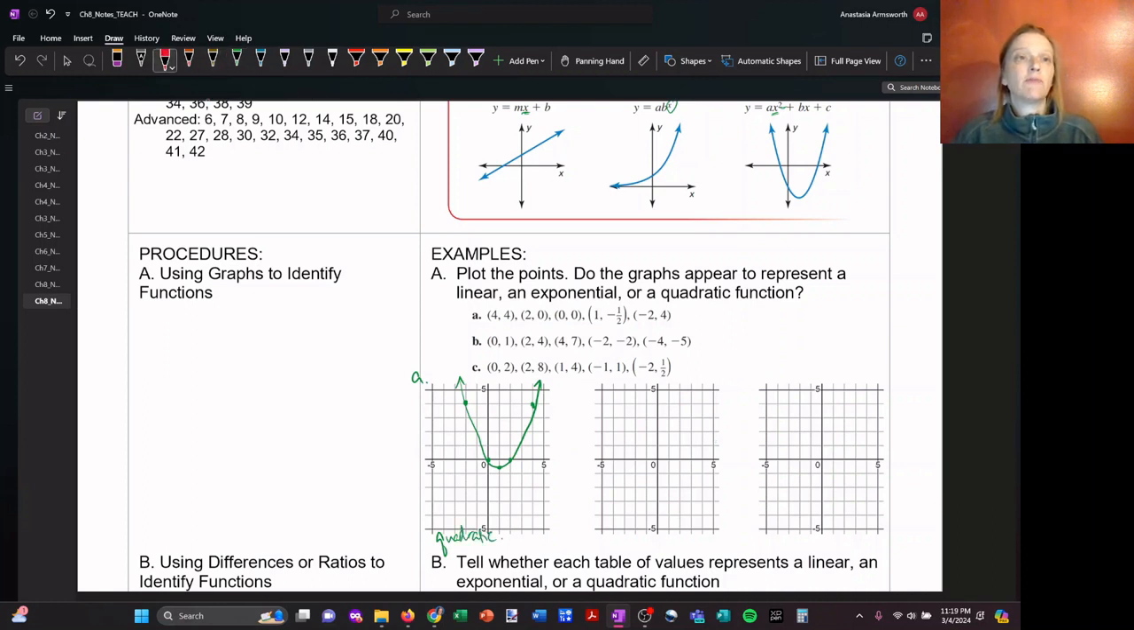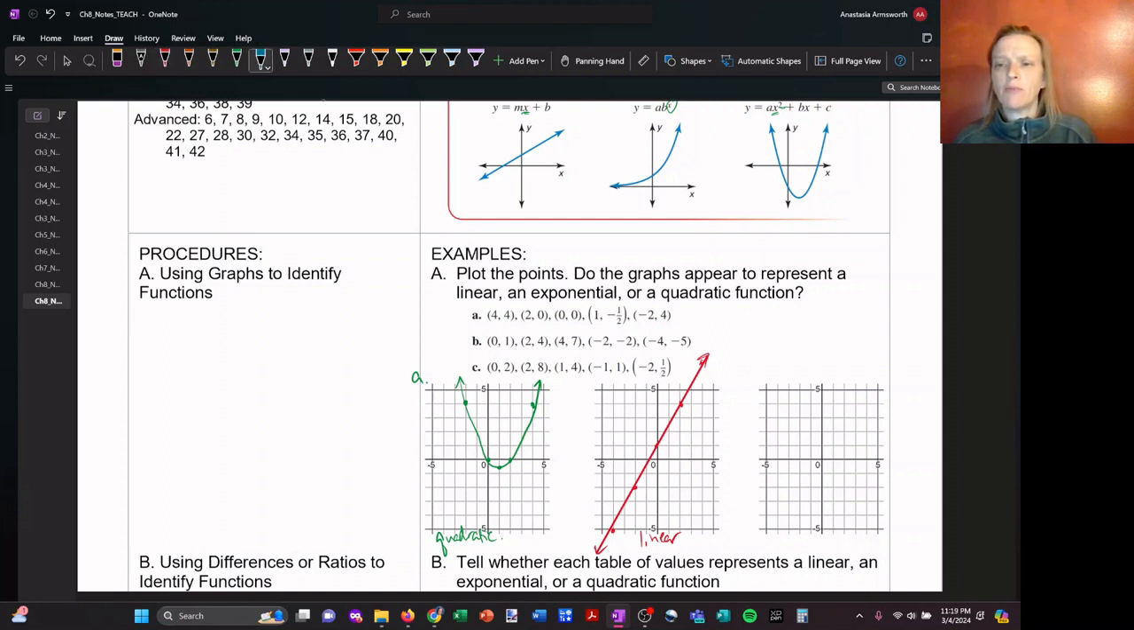The next set of points given, I have points at (0, 1), (2, 4), (4, 7), which doesn't actually fit on this graph. (-2, -2). I'm sorry, (-2, -2). And then (-4, -5). And this is definitely a straight line. So this is a linear function.